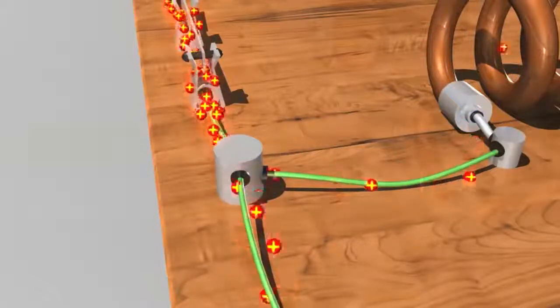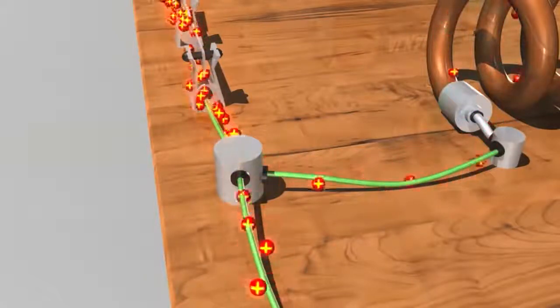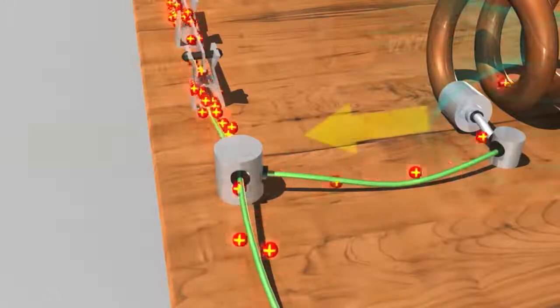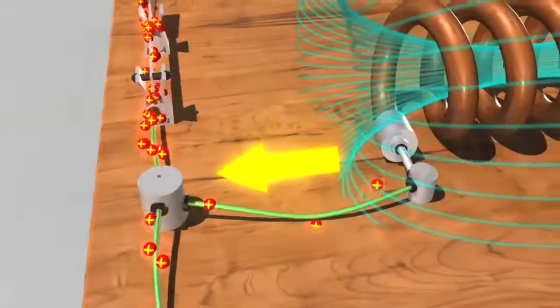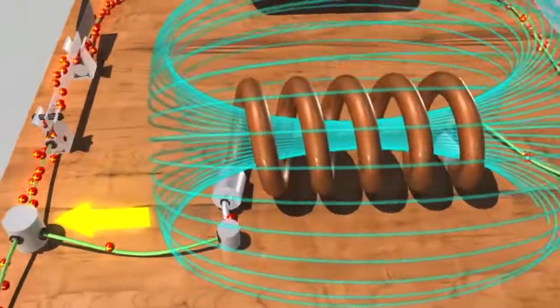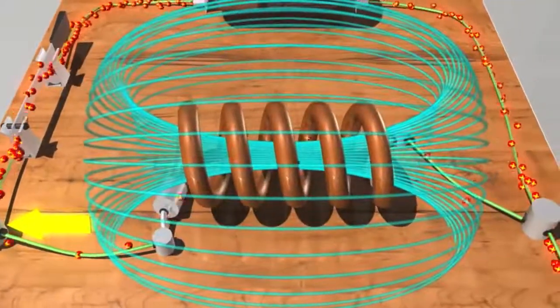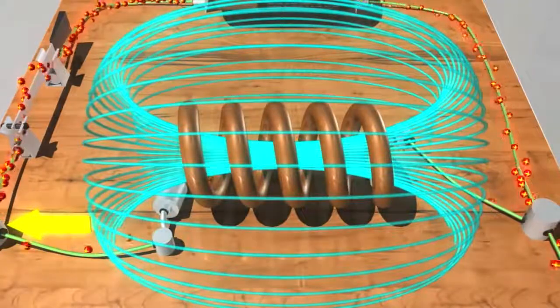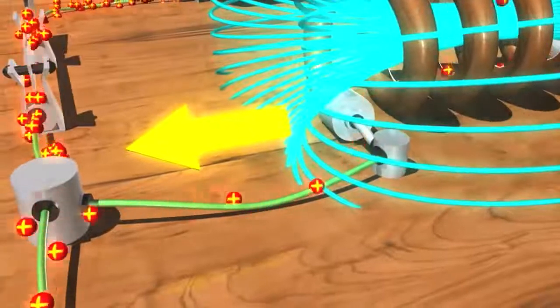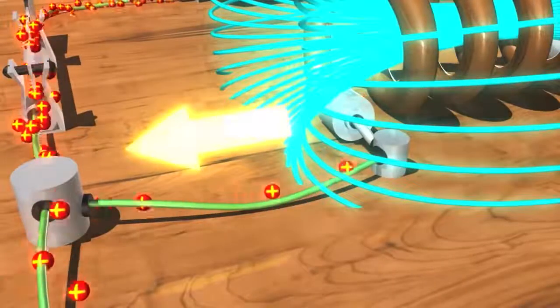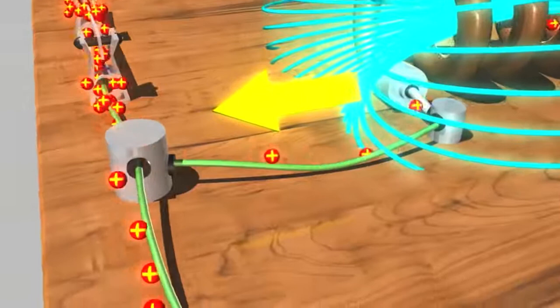This happens because as the magnetic field in the inductor grows, it induces its own voltage through Faraday's law. This is called electromagnetic induction. So the inductor here is creating a back EMF represented by this yellow arrow. Back EMF always opposes the change that created it.